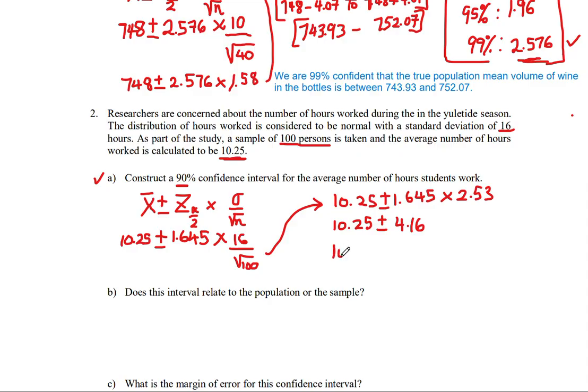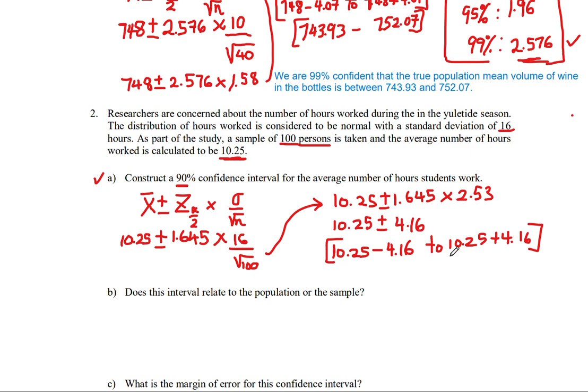So we're going to find the lower limit of this interval, as we illustrated earlier, by taking 10.25 minus the margin of error, which is the plus or minus 4.16. So 10.25 minus 4.16 will give us the lower limit in the interval. And to get the upper limit in the interval, I will take 10.25 plus 4.16. And that's how we'll get the upper value in the interval.